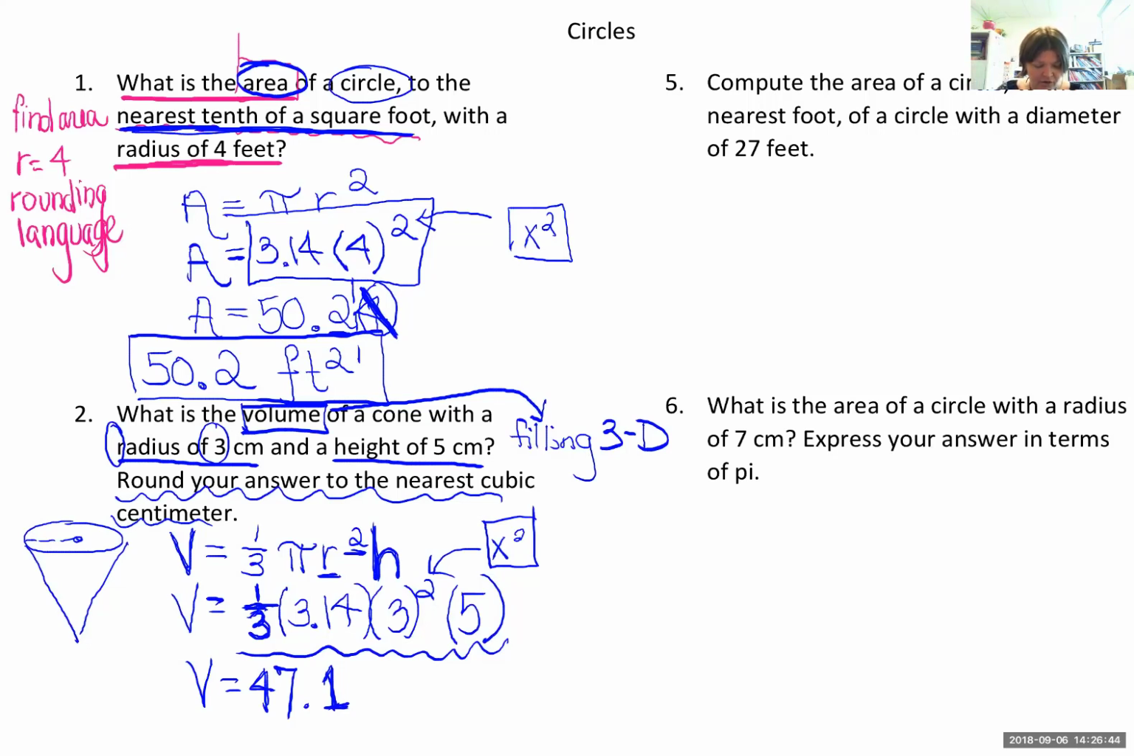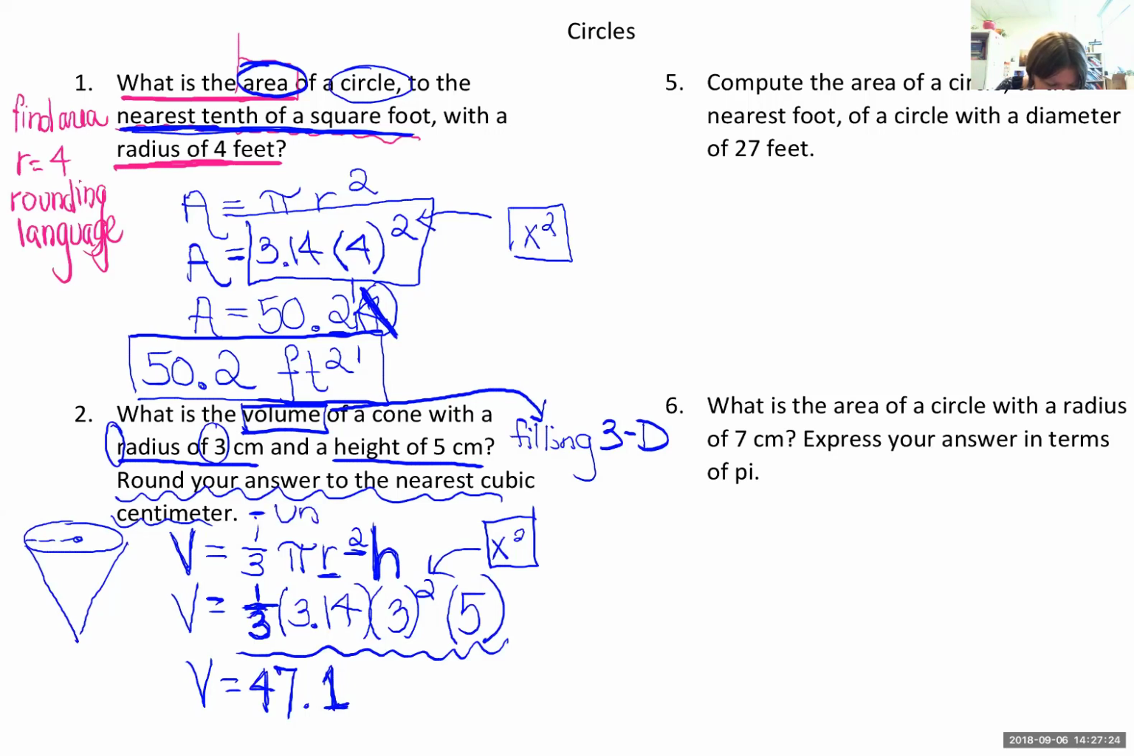Okay, I got 47.1. Final step for these problems, you should carry your decimals on till the very end, and then at the end we'll do any rounding we need to do. So I see rounding directions say round your answer to the nearest cubic centimeter. It doesn't say a place value. It doesn't say tenth or hundredth or ones or thousands or what. It just says to the nearest cubic centimeter.